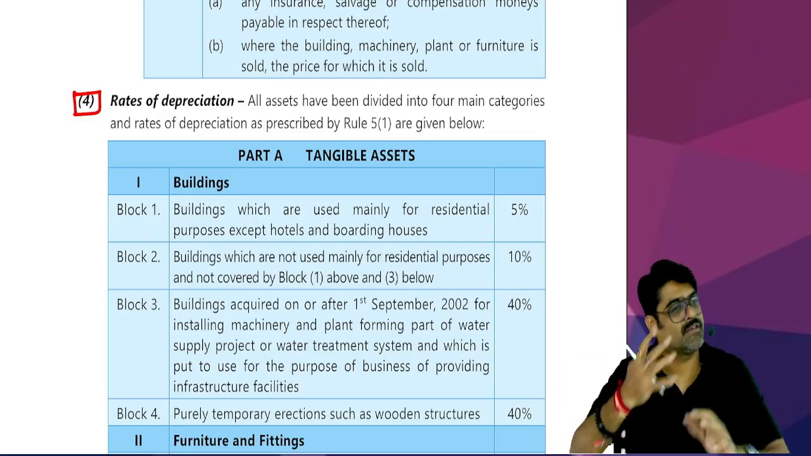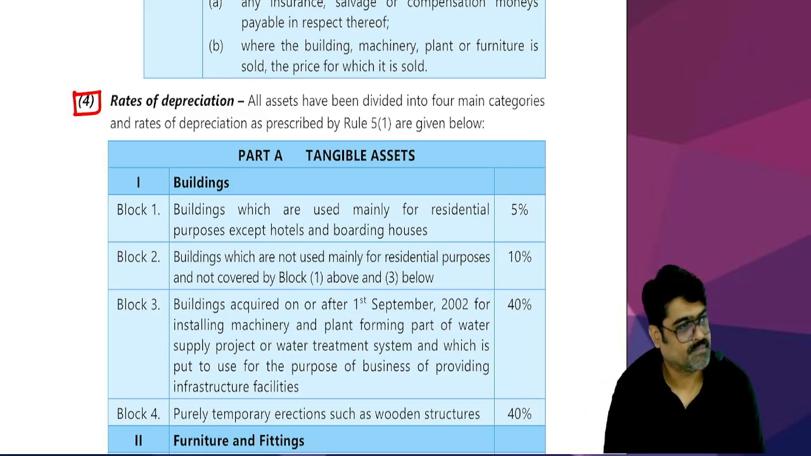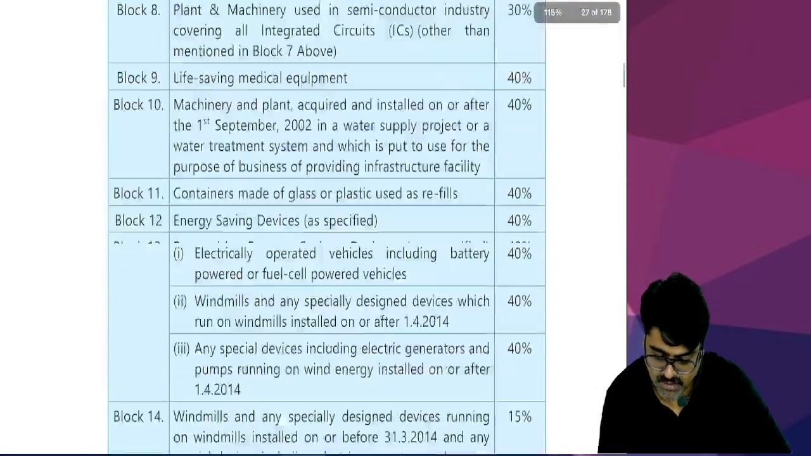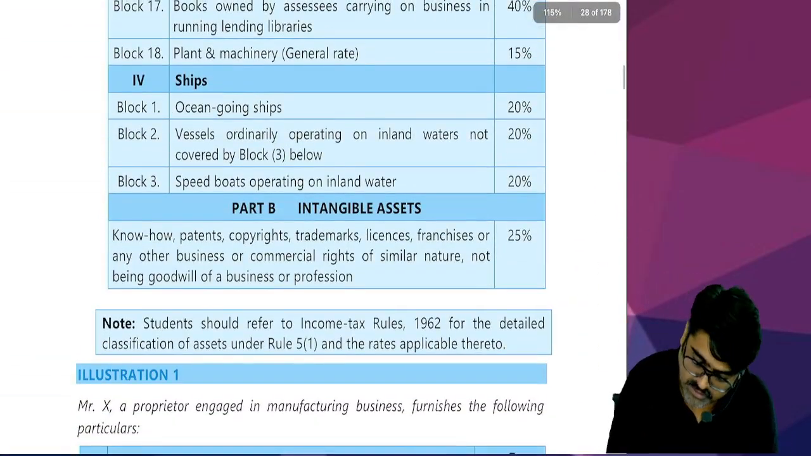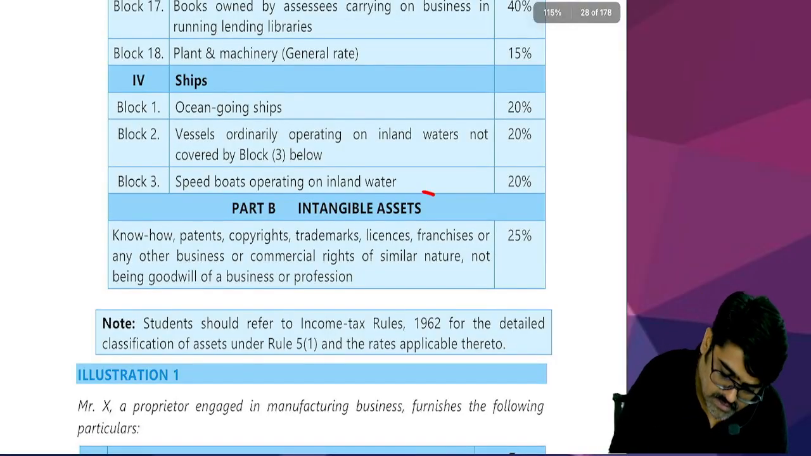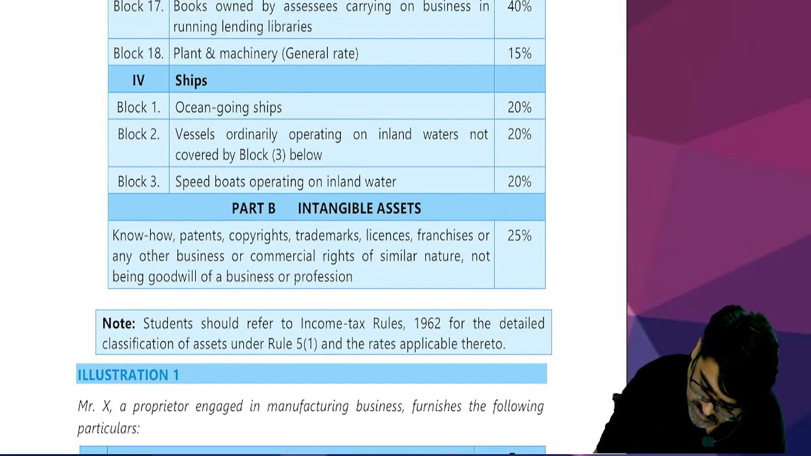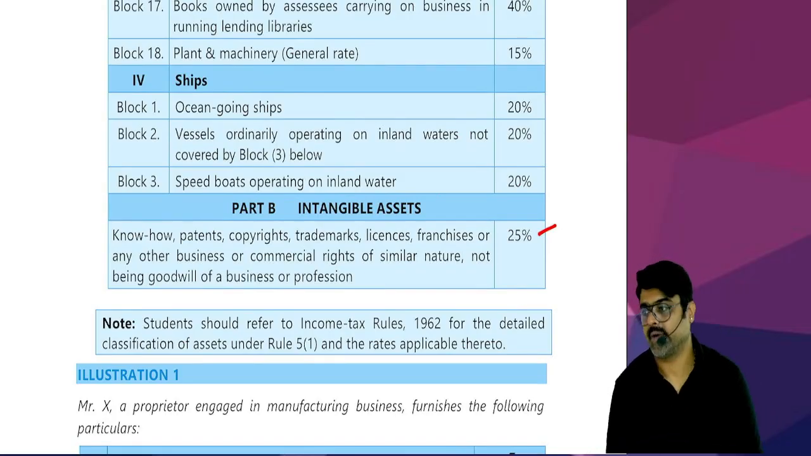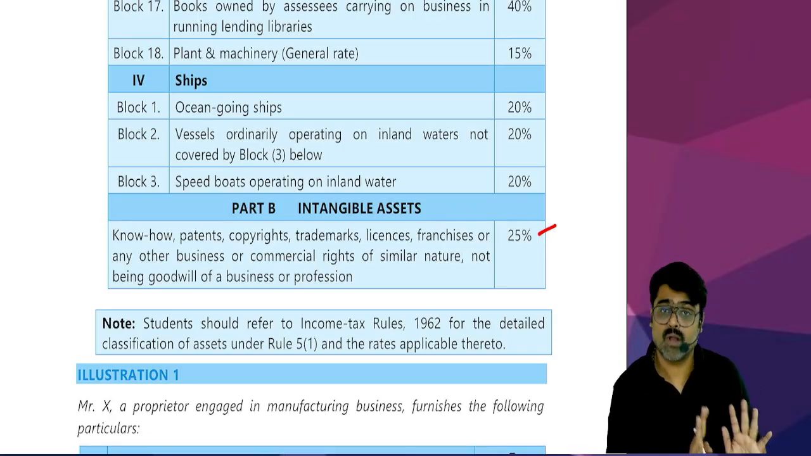For intangibles, you will have to remember the rate. See, end of the table. Can you see intangible assets? Remember the rate. What is the rate of intangible assets? 25%. So all the intangibles, one block will be made.